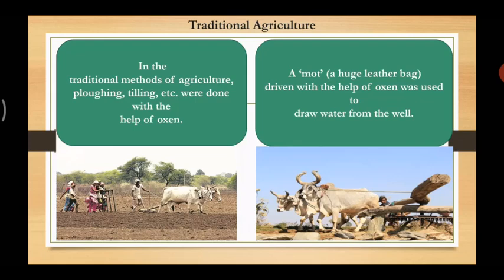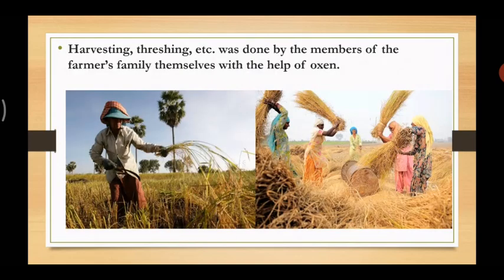Okay, let's move forward. Now look at the different pictures on the screen. Harvesting, threshing, etc. was done by the members of the farmer's family. So all this work, the harvesting and threshing, was done by the members of the farmer's family themselves with the help of the oxen.